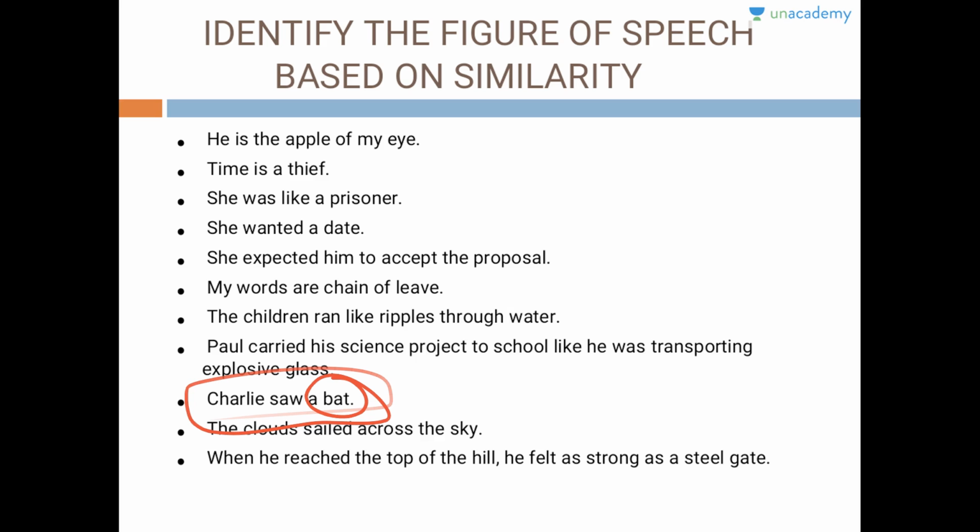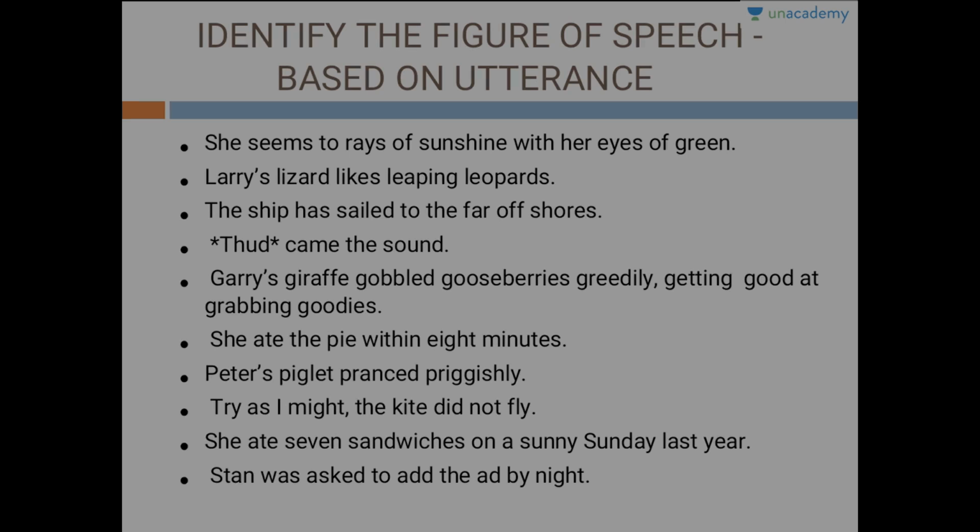The clouds sailed across the sky. So the moving of the clouds here is compared to the sailing of a boat across the sky. This is an example of metaphor. When he reached the top of the hill, he felt as strong as a steel gate. So his strength is compared to a steel gate, and since the word as is used here twice, it makes it a simile again. I really hope you guys have got all the answers clear, and let's move on.